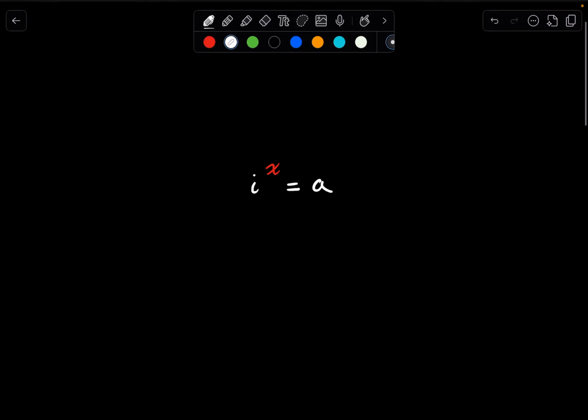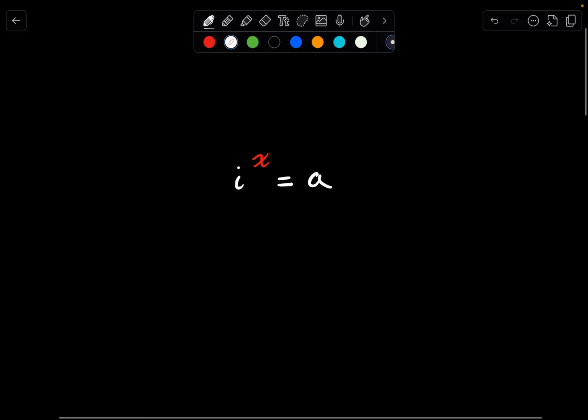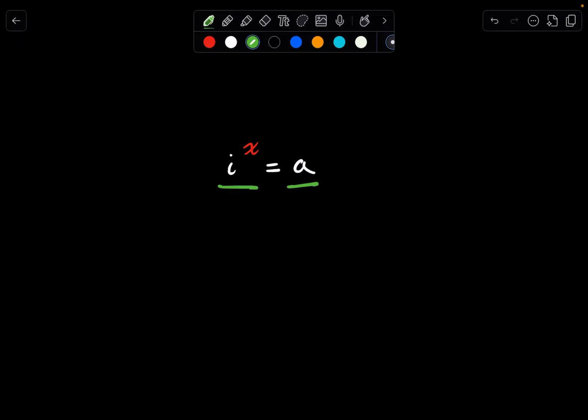Today we're going to be solving a very complex problem. Alright, let's get right into it. I'm not going to be wasting any time. Alright, so we have i to the x is equal to a. Very clear. Let's quickly define all of our variables.